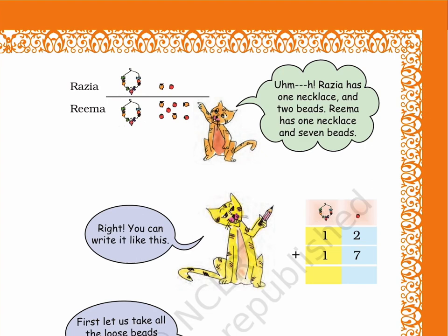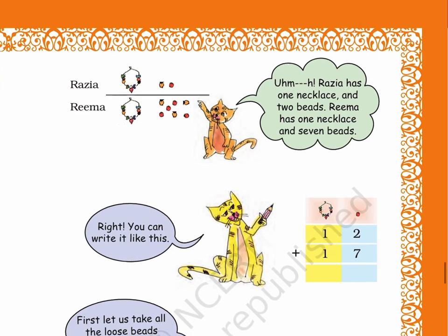Picture 1 shows cat 1 pointing at the picture of beads that Razia and Rima have purchased and is saying, Razia has 1 necklace and 2 beads. Rima has 1 necklace and 7 beads. Picture 2 shows cat 2 holding a pencil in her right hand and suggesting that the beads can be written as numbers instead of pictures.